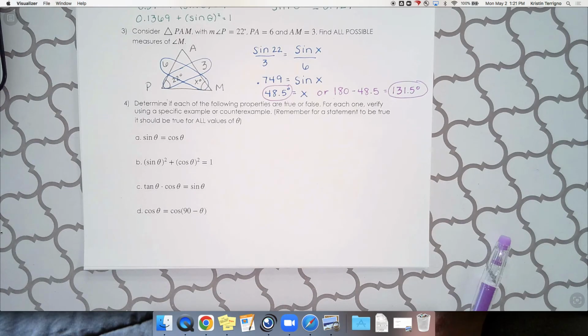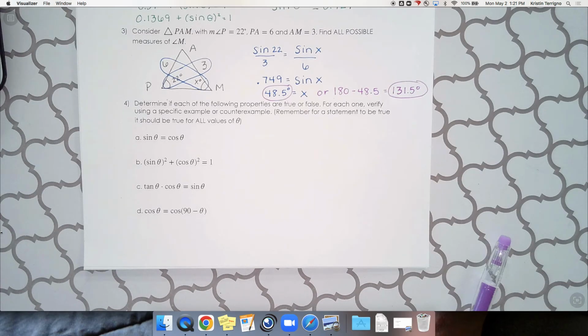What's a counterexample? What do I mean when I ask you for a counterexample? Braden? Yeah, so plug in a number and show me that this is not true. There might be lots of things it's not true for. Pick one and prove it to me.